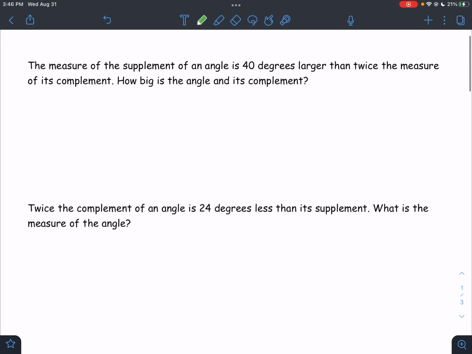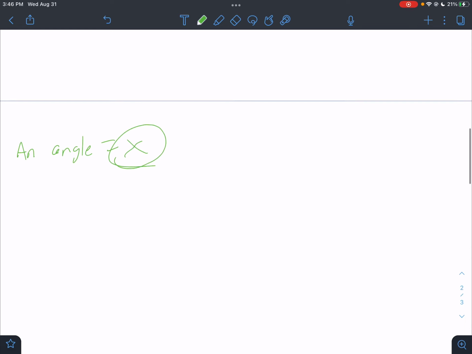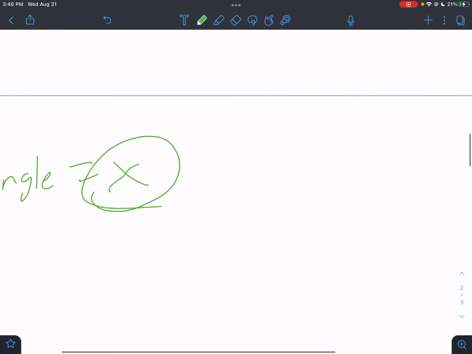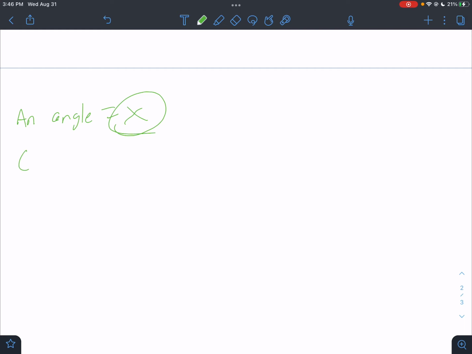So when it says in these questions, like the measure of an angle, how big is the angle? Twice the measure of the, what's the complement? But when it mentions an angle, we don't know how big the angle is. They didn't say it's 10 degrees or 5 degrees. We don't know. So we're going to call it x. So if the angle is x, what is the complement? The complement is always going to be 90 minus x. What is going to be the supplement? The supplement is always going to be 180 minus x.